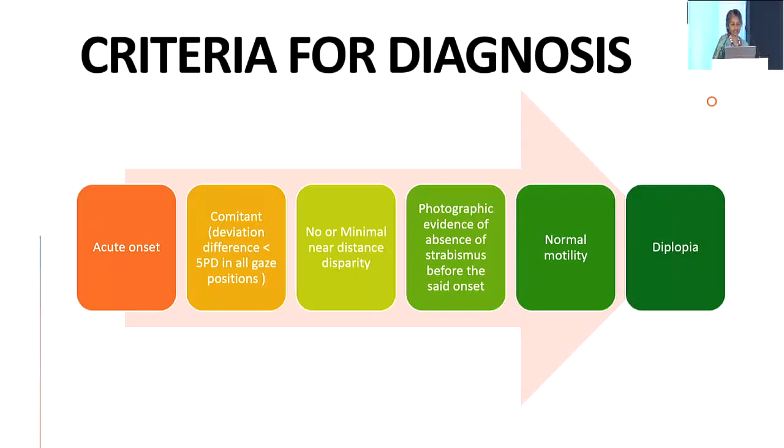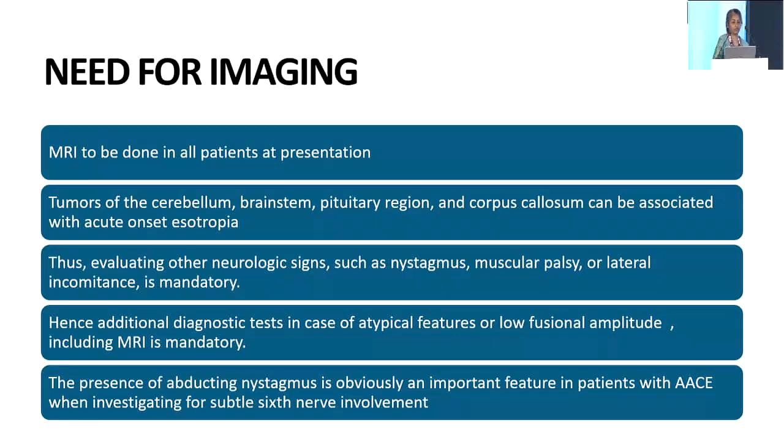So the criteria, as already stated, is acute onset with a comitant deviation. Comitant means there should be no difference in all the gaze positions, and between near and distance there should be no disparity. You get photographic evidence. Most of the patients have smartphones. You can actually see the period where it has started, and normal motility with diplopia.